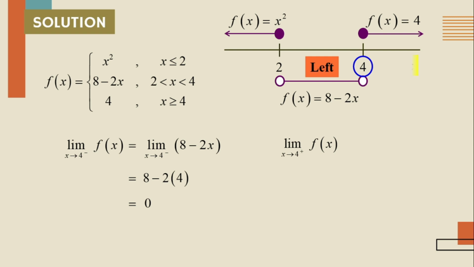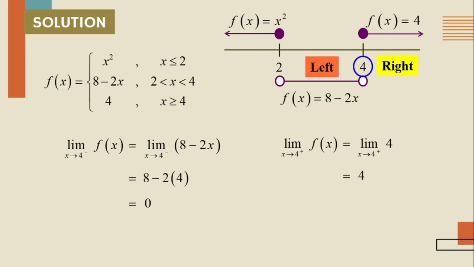Next, we find the limit of f(x) as x approaches 4 from the right. Now we stay on the right of 4. Here, the function is f(x) equal to 4, so replace f(x) by 4. This one is a constant function. Automatically, the limit value is 4.